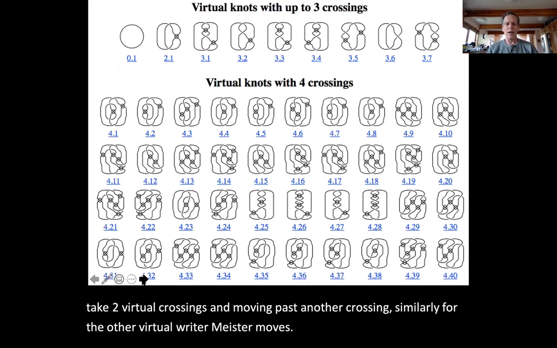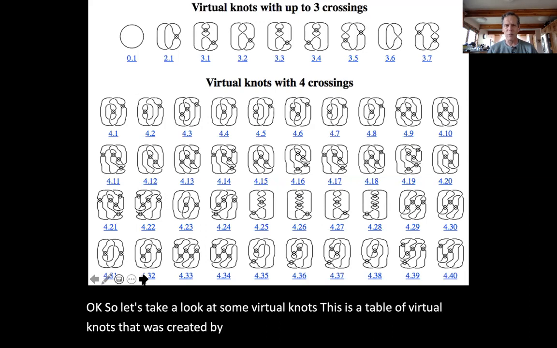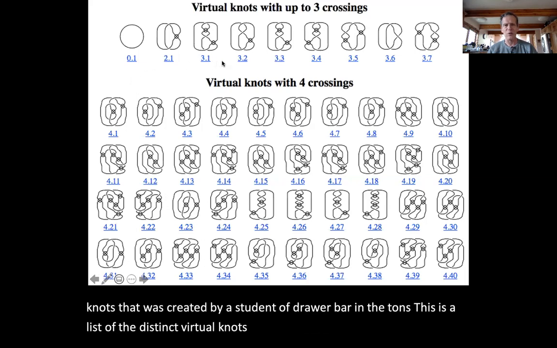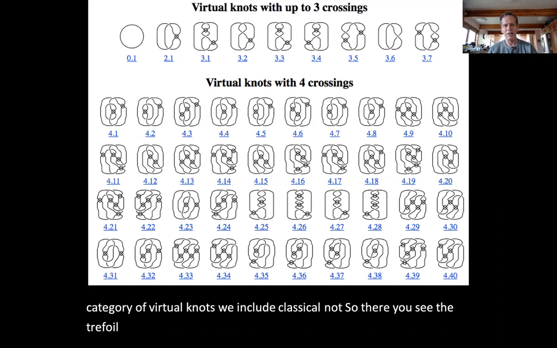Okay, so let's take a look at some virtual knots. This is a table of virtual knots that was created by a student of Dror Bar-Natan's. This is a list of the distinct virtual knots up to 3 crossings. You'll notice in the category of virtual knots, we include classical knots. So there you see the trefoil right there is one of the knots.